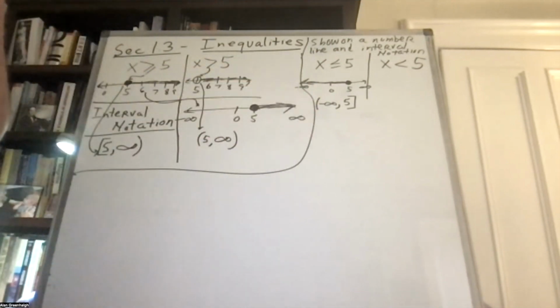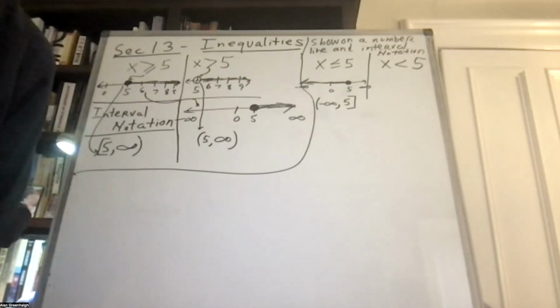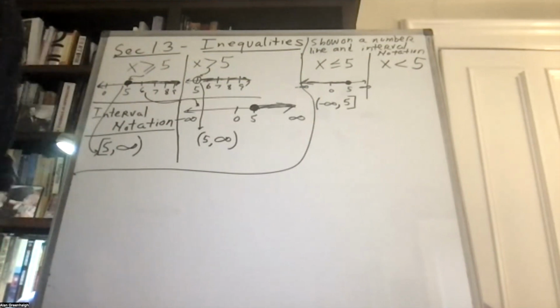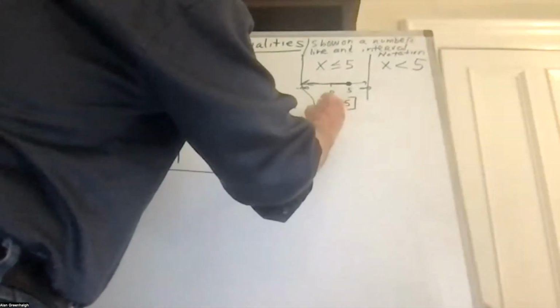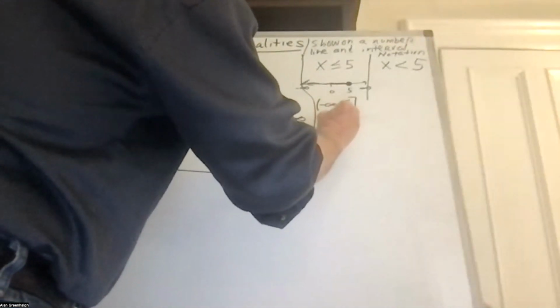I have a question. Yes, Marvin. What if you wrote it bracket 5, negative infinity parentheses? Would that be considered wrong? Excellent question. Here's Marvin's question.